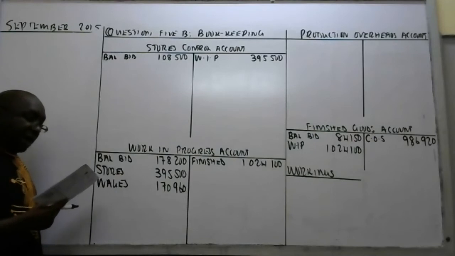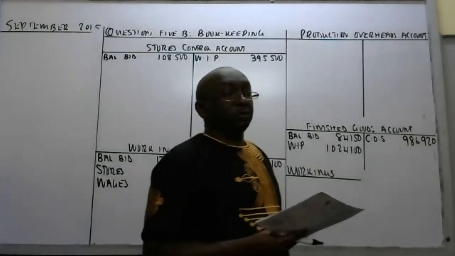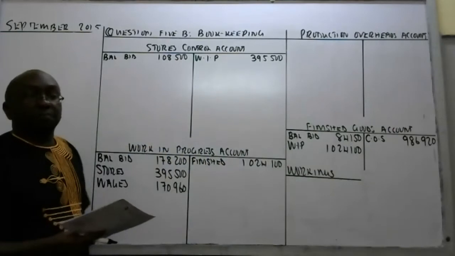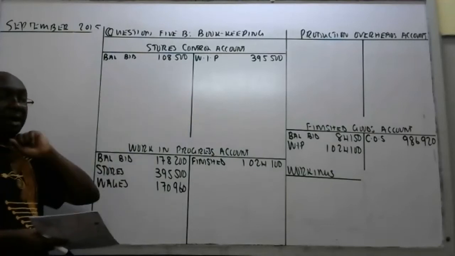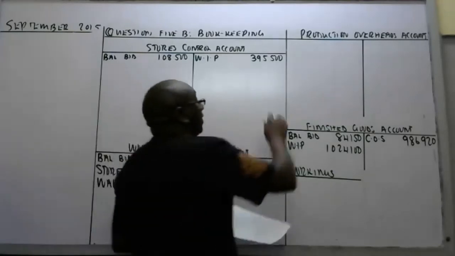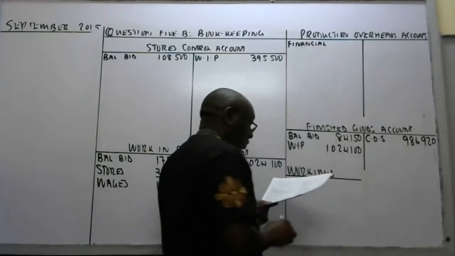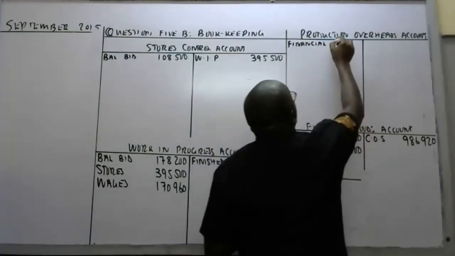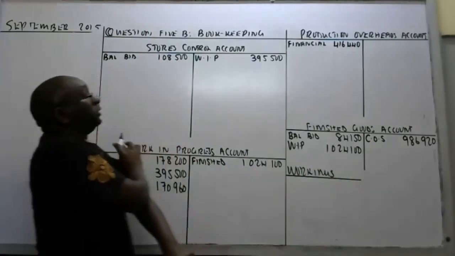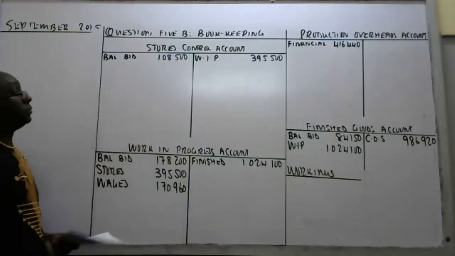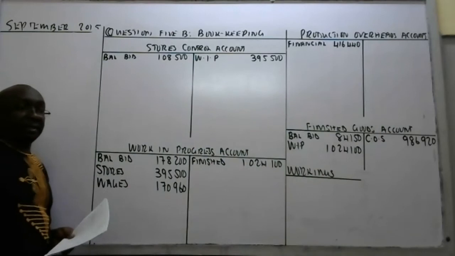Production overhead as per financial account. When you see per financial account, it means that is what was paid, because finance is what pays. Now, when we pay, you debit the overhead account and credit the finance or the bank account. So we do not have the finance, so we come here and say because of the financial, we paid an amount of 416,440.